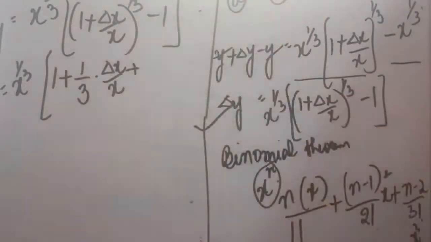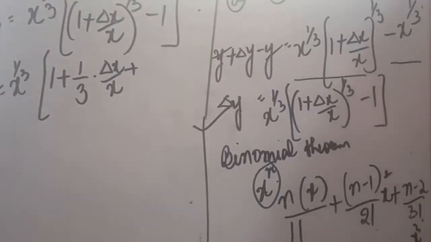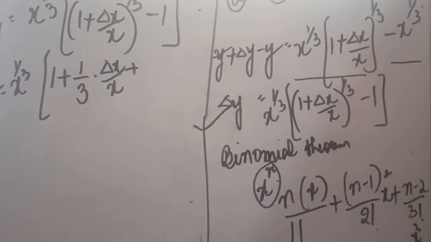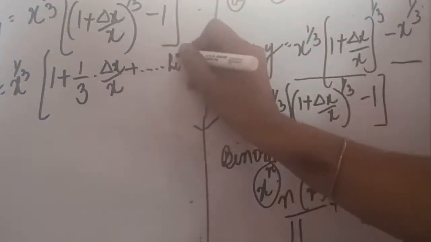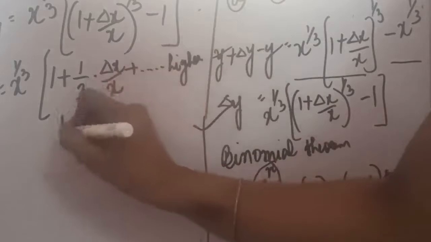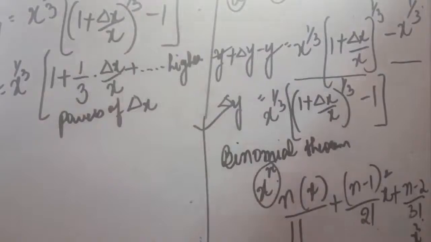Plus. Now if you see from the question, there was n minus 1 upon 2 factorial, again n minus 2 upon 3 factorial. So this formula is going to be endless. Again we can extend here n minus 3 divided by 4 factorial. Till where can we go? There is infinite time. So that is why we write here dash dash dash higher powers of delta x. It means depending upon the power of delta x, this formula can be extended n number of times. So this was the part where the binomial theorem has been applied.